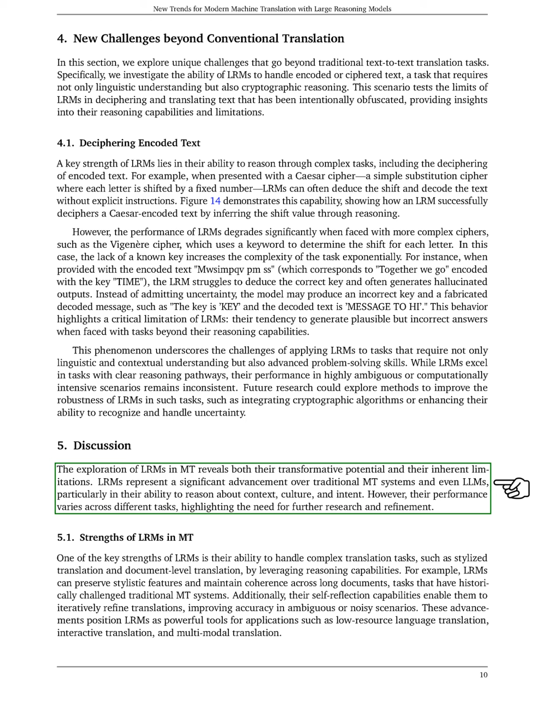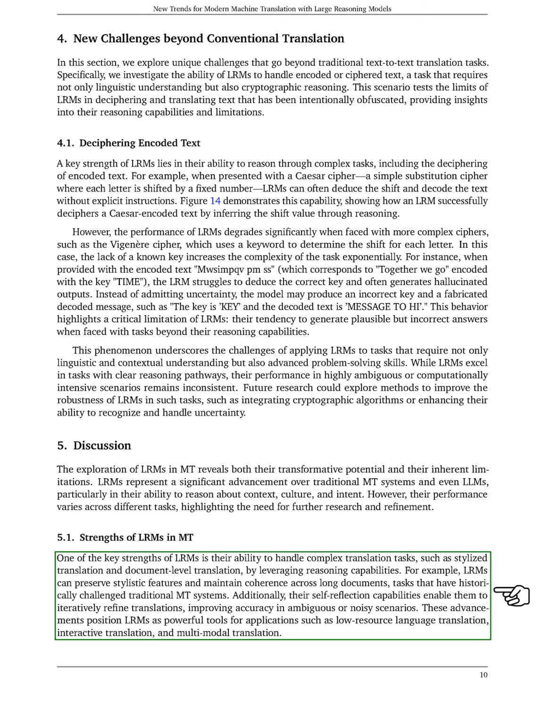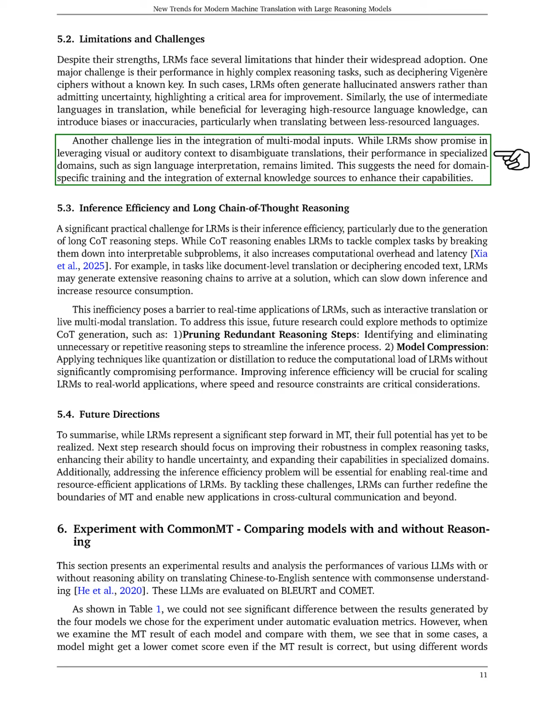A significant challenge is their performance in complex reasoning tasks, such as deciphering Vigenère ciphers without a known key, where they often produce incorrect answers instead of acknowledging uncertainty. The use of intermediate languages in translation can also introduce biases or inaccuracies, especially when translating between less resourced languages. Furthermore, while LRMs show promise in using visual or auditory context for disambiguation, their performance in specialized areas, like sign language interpretation, remains limited, suggesting a need for domain-specific training and external knowledge integration.